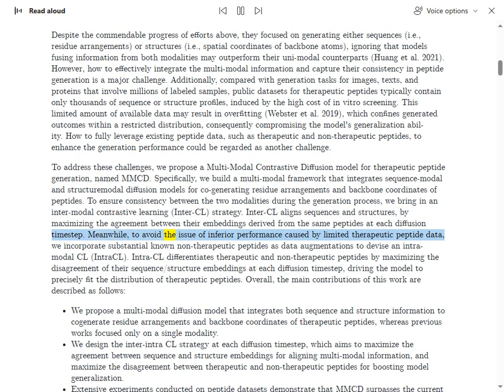Meanwhile, to avoid the issue of inferior performance caused by limited therapeutic peptide data, we incorporate substantial known non-therapeutic peptides as data augmentations to devise an intramodal CL, IntraCL.